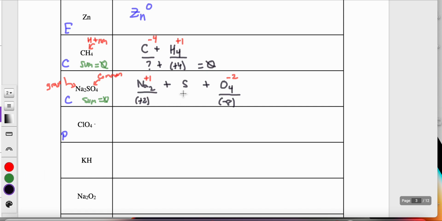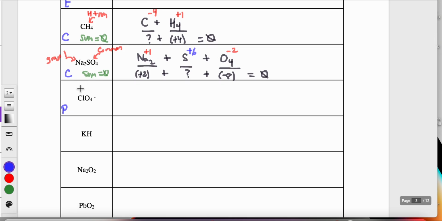What I have to figure out then is what the S supplies charge-wise, so that when I add up all the oxidation states, the total sum is 0. Well, -8 plus +2 leaves me with a deficit of -6. S needs to supply enough oxidation state to cancel out -6. So the S must be using a +6 charge.